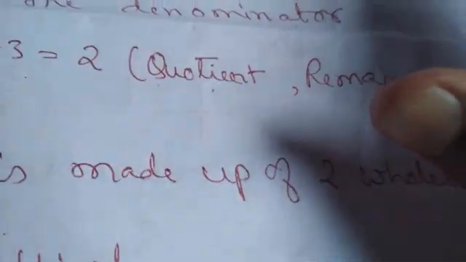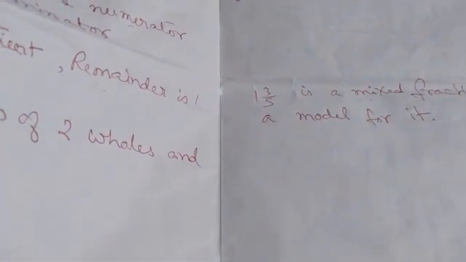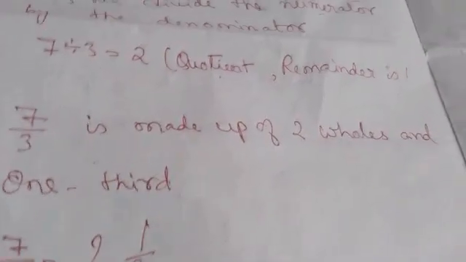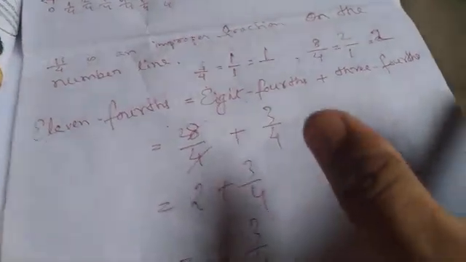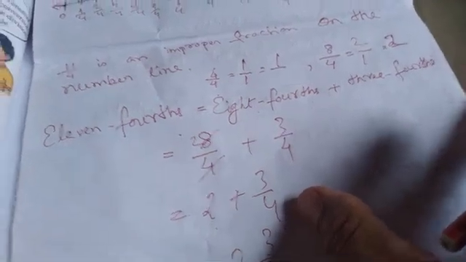In this way we can write it. This is our improper fraction, and this is the mixed fraction. This is the conversion of a number into a mixed fraction. Okay, now we have done improper into mixed on a number line.